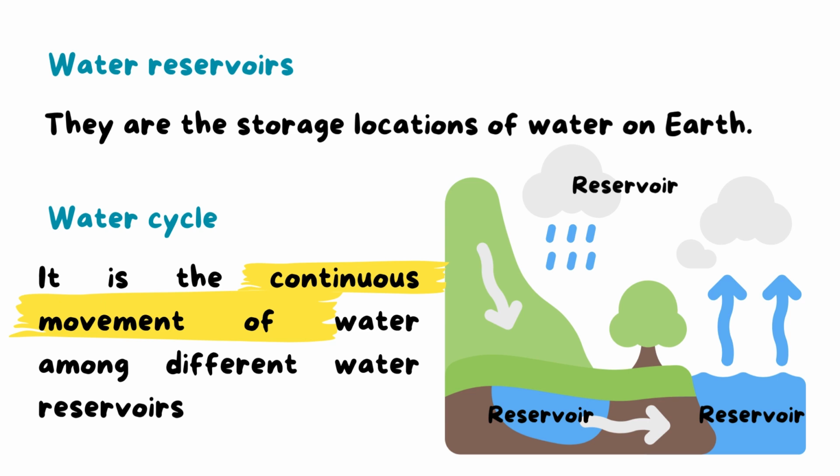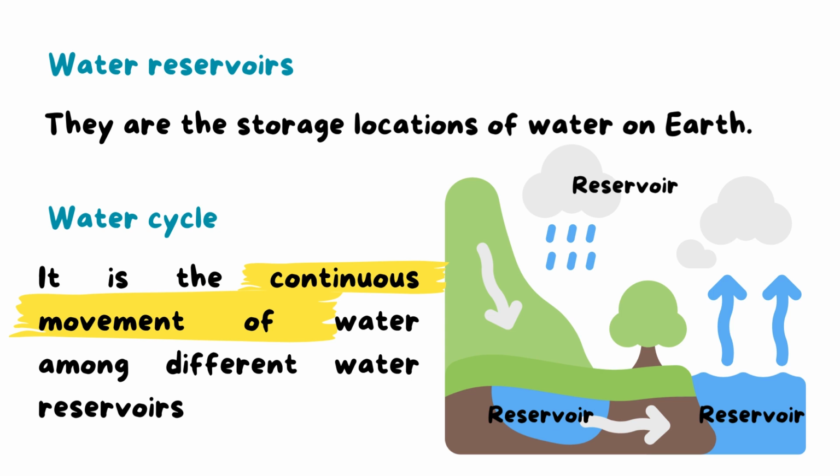And if we want to define the water cycle, as we see here in the drawing, water evaporates and then condenses and comes back to the Earth and then evaporates. So it is a continuous movement of water. Okay, where among different water reservoirs, as in this drawing you see more than one reservoir.